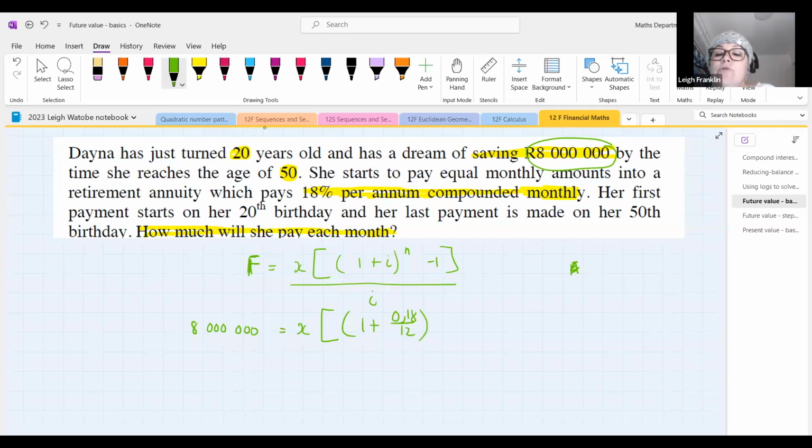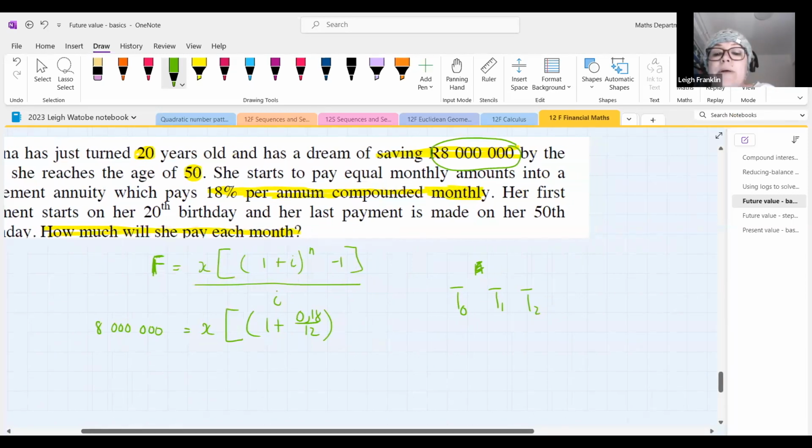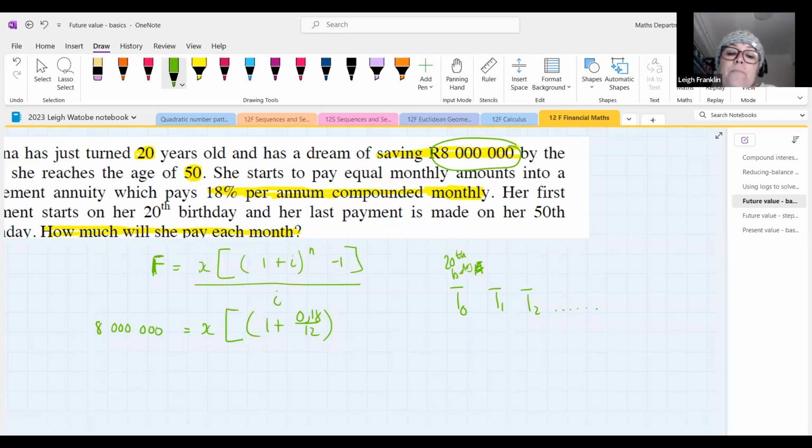So if we're ever in doubt, we can do a timeline. So we've got T0, T1, T2. Let's just go down here and just go over a little bit. And she does this for 30 years, isn't it? Because her first payment starts on her 20th birthday. So this must be her 20th birthday. Okay. And then we get down here to T358, T359, T360, and this is where her 50th birthday takes place.